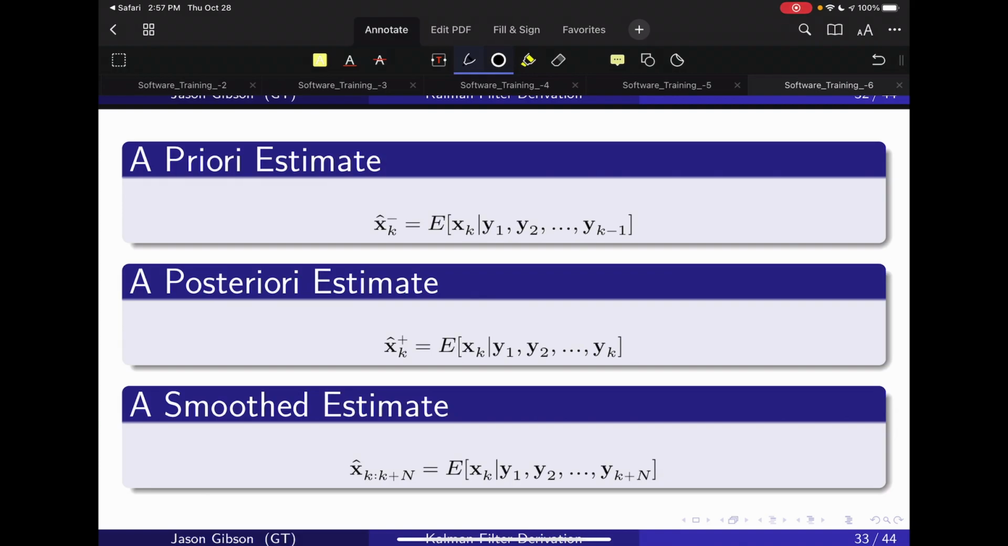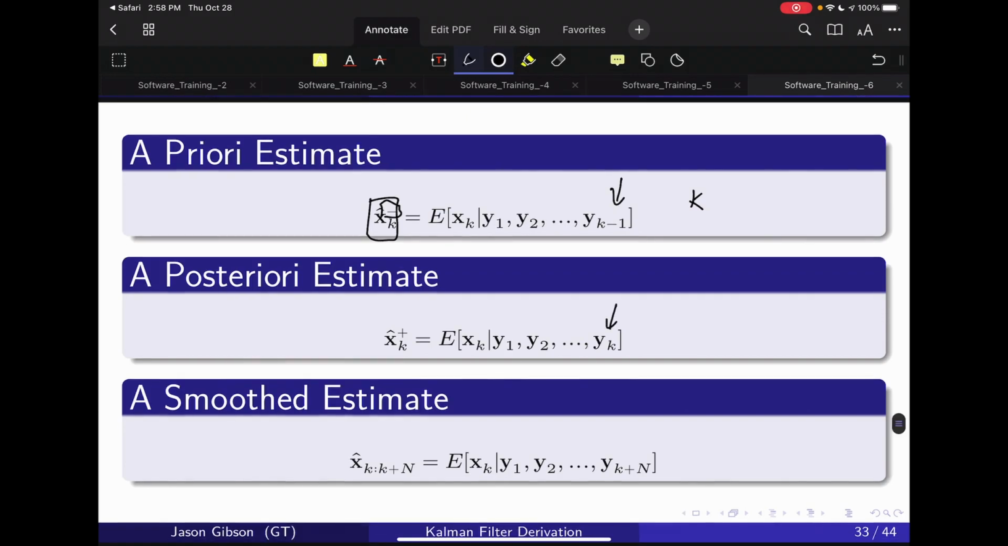So before we get into that, I want to talk a little bit about vocabulary. So we have this a priori estimate, and what that means is what is my estimate of my vector x when I have every sensor reading up until the most recent one. Right now we are at some time k. So since I have all of my sensor readings of 1 to k minus 1, this is my a priori estimate. I'm going to use this minus sign here to denote that. So my a posteriori estimate is the exact same thing as my a priori estimate, but now I have that final sensor reading. And I denote that with a plus.